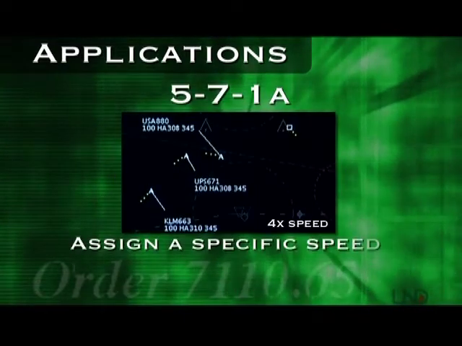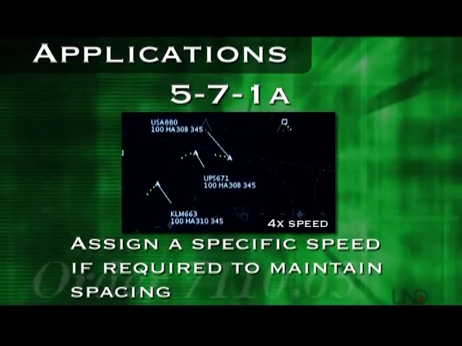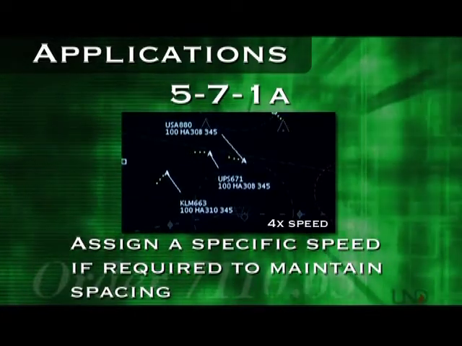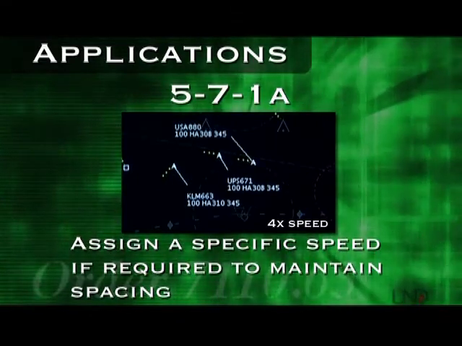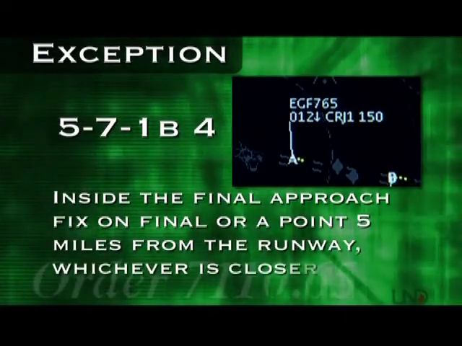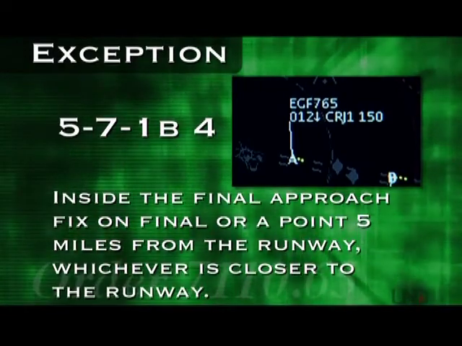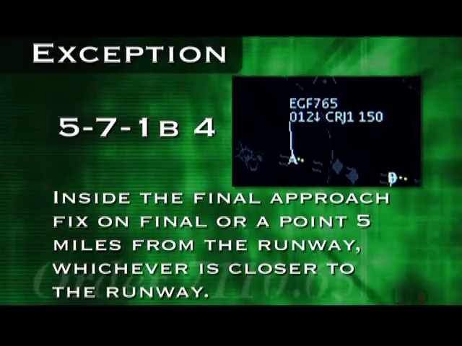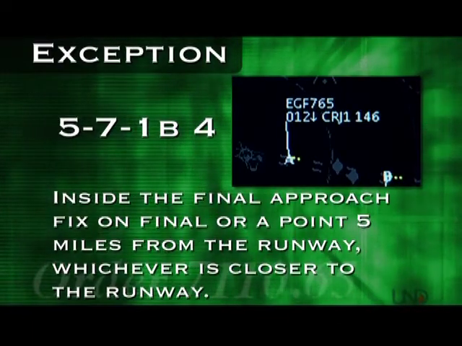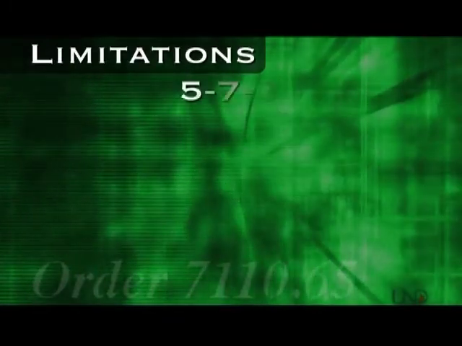Second, assign a specific airspeed if required to maintain spacing. For example, you may decide that all aircraft turning onto downwind should maintain 300 knots in order to keep adequate spacing. There is one situation in which you cannot issue a speed adjustment: inside the final approach fix on final or a point 5 miles from the runway, whichever is closer to the runway. The reason is simply that by this point the pilot has to begin slowing for landing and cannot accept any further speed adjustments. There are some other limits to what speeds you can issue as described in paragraph 3.